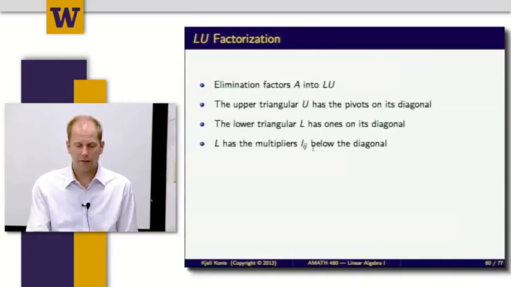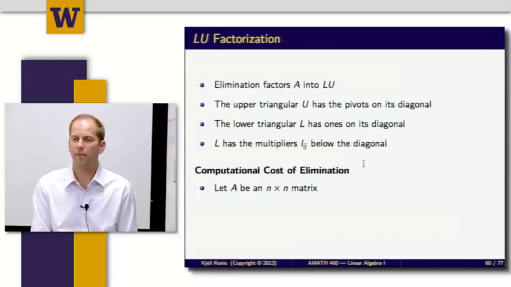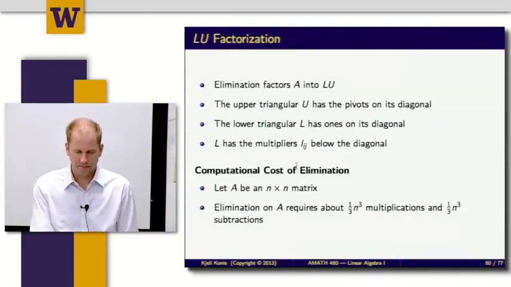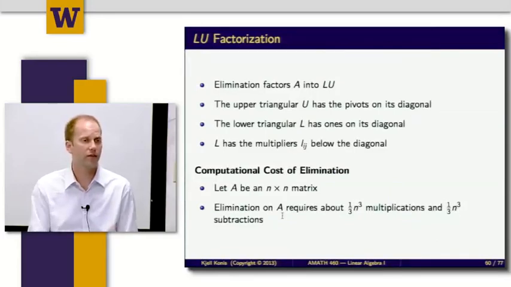So L has also these multipliers Lj. And if I want to consider what the computational cost of elimination is, there's actually two costs I want to keep in mind. One is the number of computations I have to do. But another, equally important one in my opinion, so I used to be a programmer for a while, I think this is more important, is to use less memory. So the computational cost, elimination on A requires 1/3 n cubed multiplications and 1/3 n cubed subtractions. This is roughly what it's going to take.